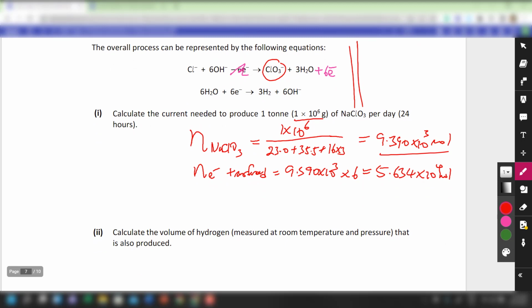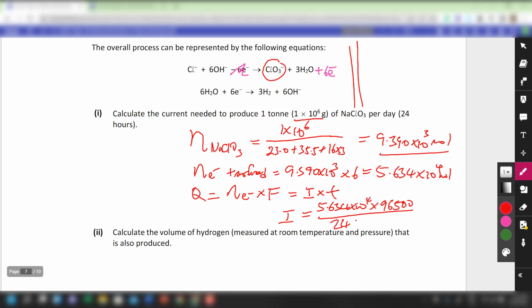Okay, so since we know that Q is equal to the number of moles of electrons transferred multiplied by Faraday, and this is also equal to current multiplied by the time, we can therefore calculate the current by equating the number of moles of electrons transferred, that is 5.634 times 10 to the power 4 multiplied by the Faraday constant, that's 96,500, divided by the time. So the time is 24 hours. So in 24 hours, 1 hour we have 60 minutes, 1 minute we have 60 seconds.